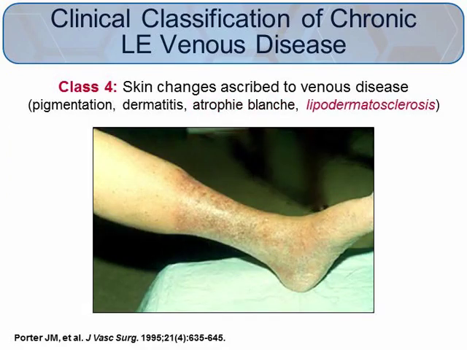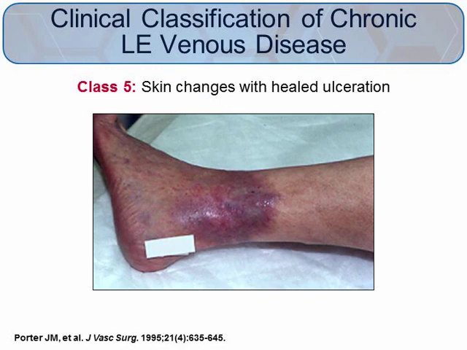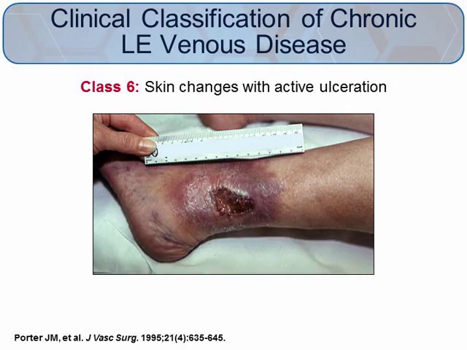And then you may see lipodermatosclerosis, lipo meaning fat, dermato meaning skin, sclerosis meaning hardening, so hardening of the fat and skin. This kind of upside down champagne bottle look to the leg, where the lower leg is so fibrotic it can't even swell anymore, but you may have pitting edema above the area. End stage result of venous disease. Class 5 is skin changes with a healed ulcer, so we have a scar there from a previous ulcer. And Class 6 are skin changes with an active venous ulcer.